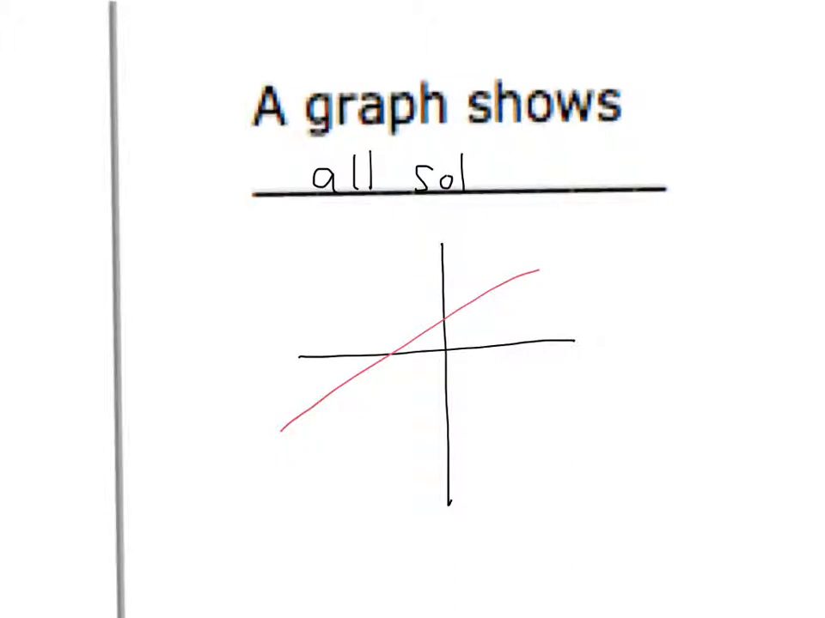Okay, lastly, a graph. So something that looks like this, and you might have a line that's graphed on there. Okay, so a graph would show all solutions. So if you need to show all solutions, a graph would be your best method of doing that.